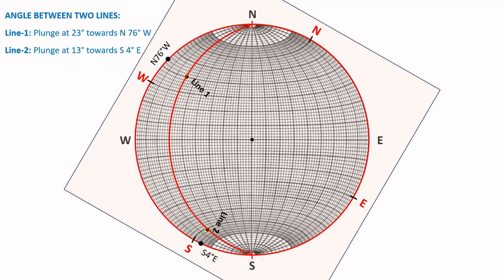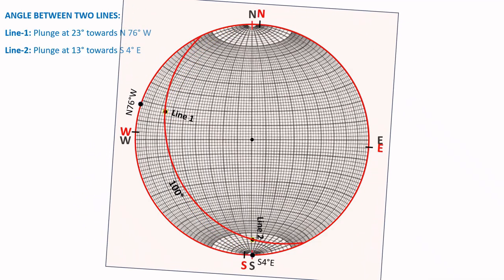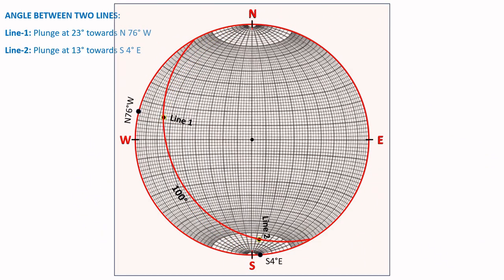Now, measure the angular distance along the great circle between the two line points. The measured angular separation is approximately 100 degrees. Therefore, the angle between line 1 and line 2 is approximately 100 degrees. This value represents the true angle between the two lines in three-dimensional space.